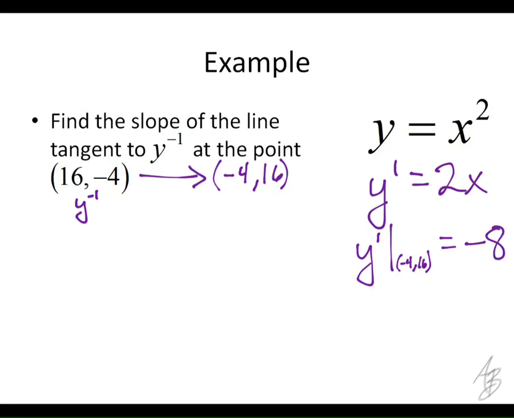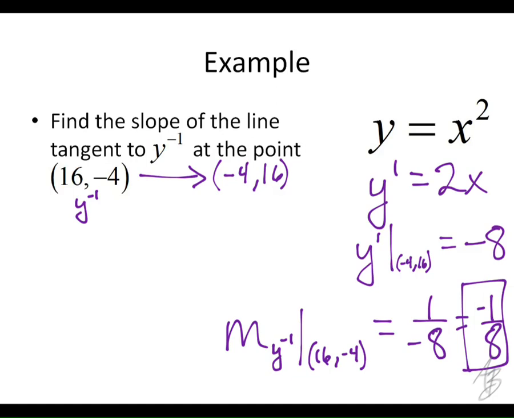And I want somebody to complete this line of reasoning here. So I know that the derivative of the original function at the corresponding point is -8. So how do I find the slope of the tangent line to the inverse at 16, -4? Take the reciprocal of that. The notation here would be kind of tricky. The slope that we're looking for, which would be the slope of the inverse at 16, -4, is going to be 1 over -8 or -1/8.